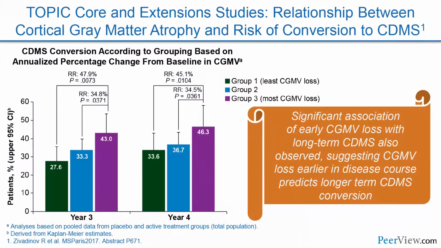At the MS Paris 2017 meeting, data on the relationship between cortical gray matter atrophy and the risk of conversion to clinically definite MS was presented. The results of this analysis showed teriflunomide 14 milligrams demonstrated a statistically significant effect on reducing cortical gray matter volume loss versus placebo. A significant association of early cortical gray matter volume loss with long-term clinically definite MS was also observed, suggesting that cortical gray matter volume loss earlier in the disease course predicts conversion to clinically definite MS.